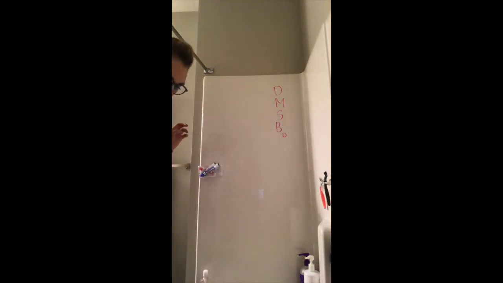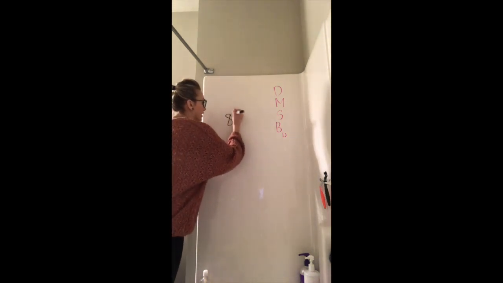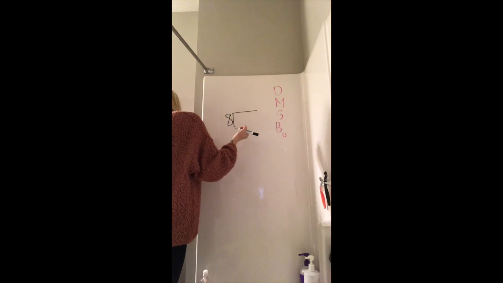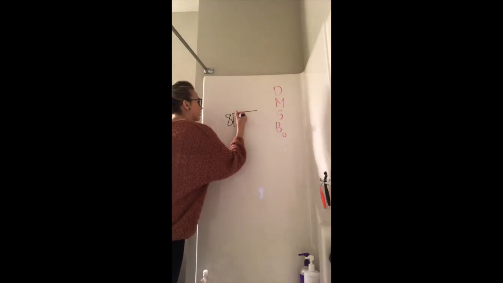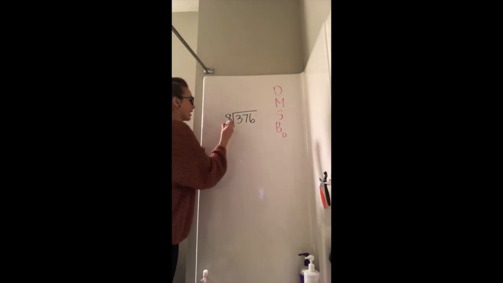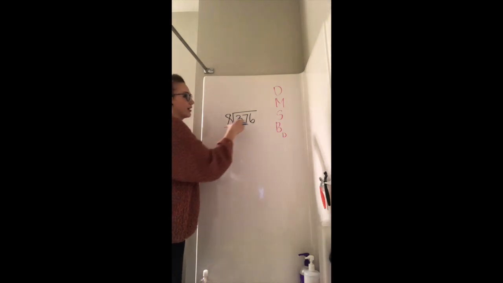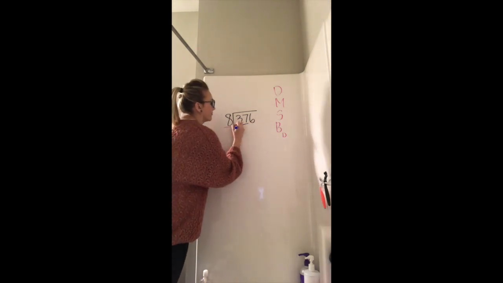Okay. Our next problem is 8 divided by 376. So we're looking at our 8. We need to get it to fit into 376. 3 is smaller than 8, so I have to look at the 37.